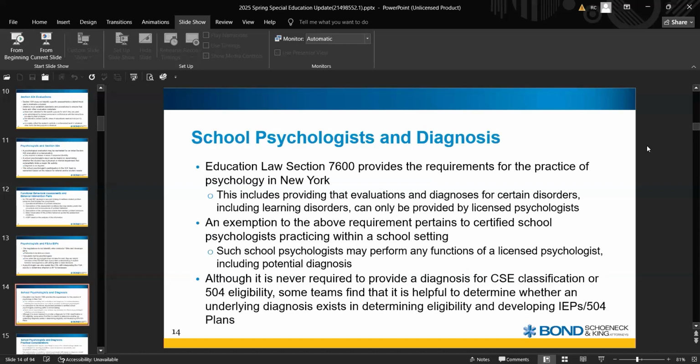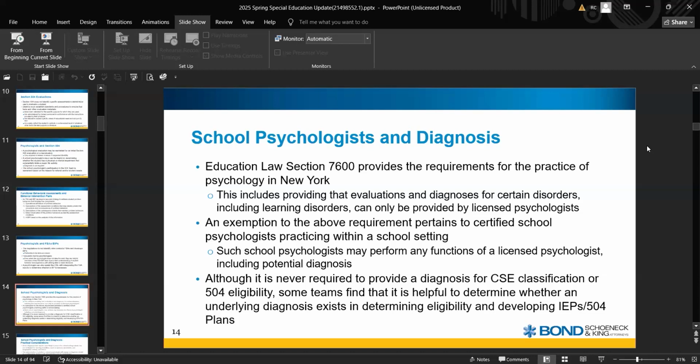I said earlier I was going to talk a little bit about school psychologists and diagnoses. So under the education law for the practice of psychology, it says that the only people who can engage in certain diagnoses are licensed psychologists. But then there's an exception to that that says a certified school psychologist who's practicing within the school setting can engage in all of the same tasks that a licensed psychologist can engage in. So that means a certified school psychologist in a school setting can legally provide a diagnosis for a student as part of their evaluation. That's something that school psychologists are frequently confused about.